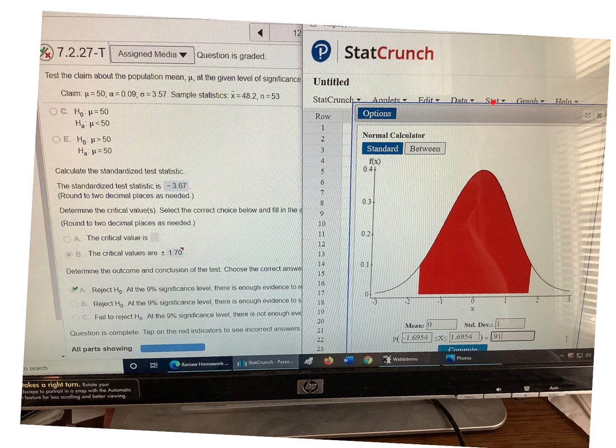So you click on Stat, Calculators, and choose the normal calculator. And since it's going to be a two-tailed test, you want to click on Between. And alpha is giving us 0.09. So this area here will be 1 minus 0.09. This area is 0.91.